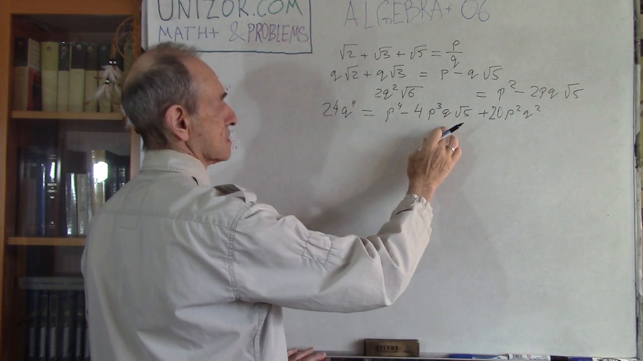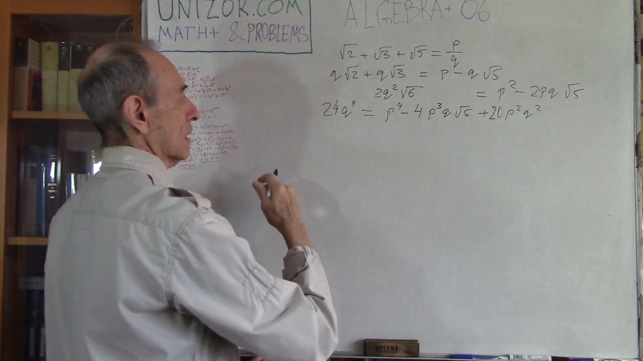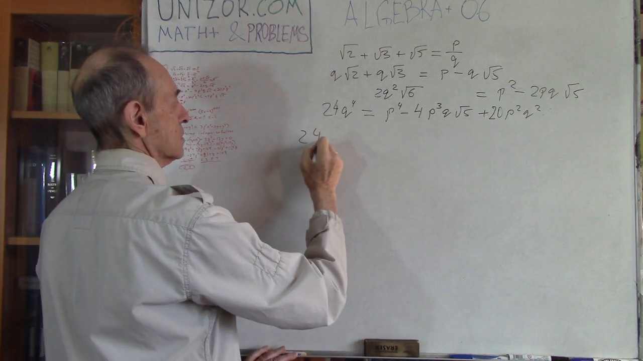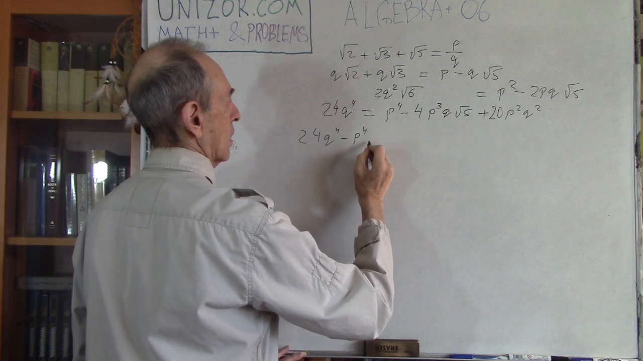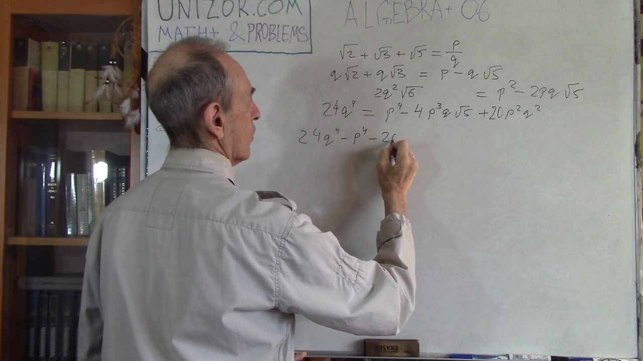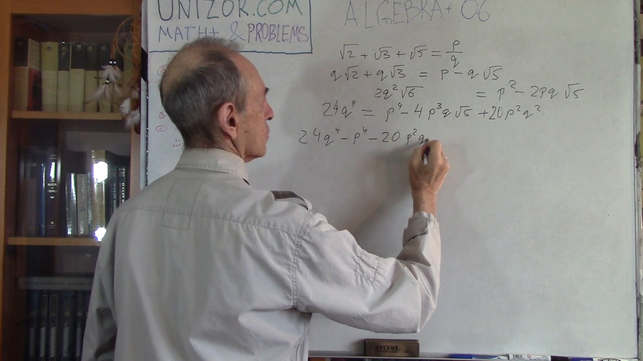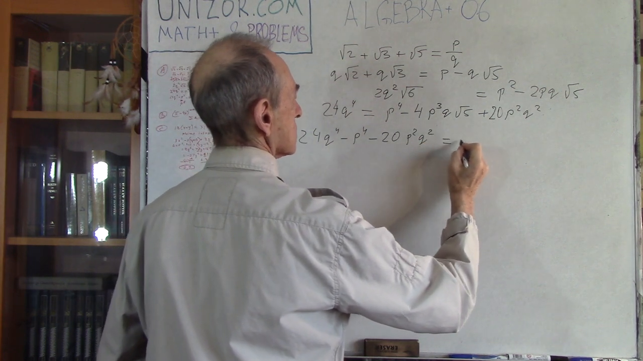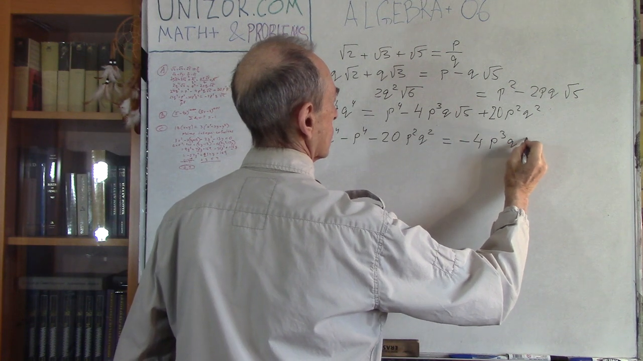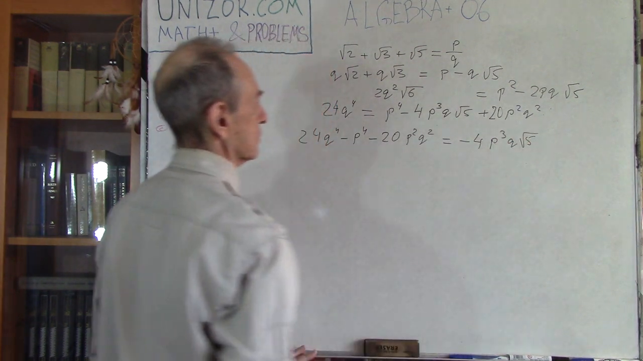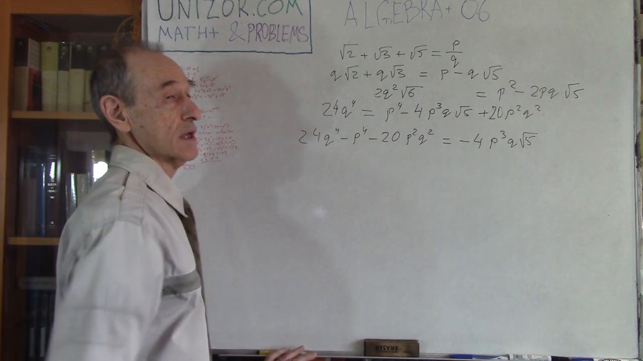Now I will leave this on the right, everything else on the left. So it's 24q to the 4th minus p4 minus 20p square q square equals minus 4p cube q square root of 5. Square it again.